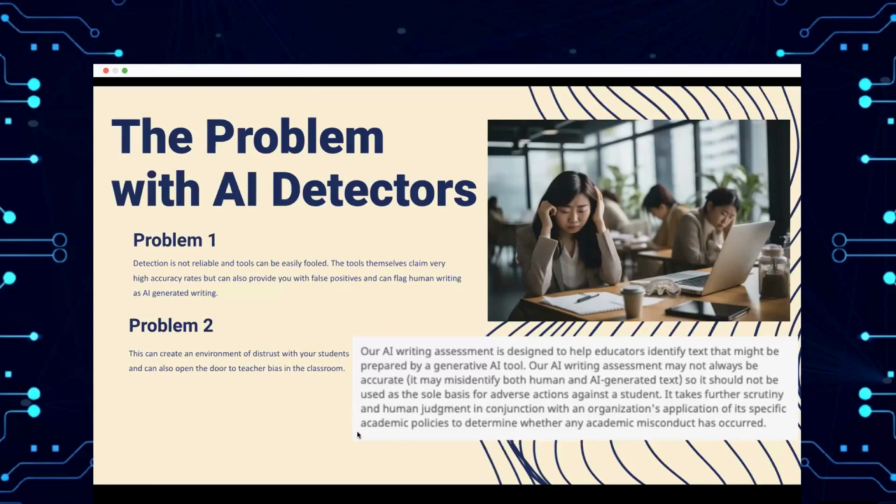I have added here the Turnitin disclaimer when using their AI detector, where they pretty much say, this tool is designed to help educators identify text that might be prepared by a generative AI tool, but it also should not be the sole basis of adverse actions against the students. So it takes further scrutiny and human judgment in conjunction with an organization's application of its specific academic policies to determine whether any academic misconduct has occurred. So this shouldn't be the sole source of judging students' work. It takes more than that. So it's more of a human critical thinking.